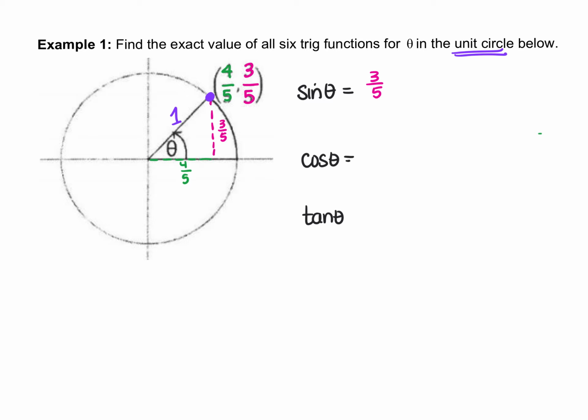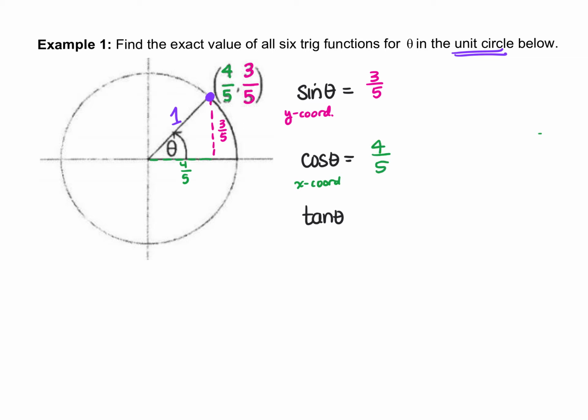Next up, cosine. And you can even write that here if you need to. This is your y coordinate, okay? Next up is cosine. Cosine is directly related to our x coordinate. So if I look at my point, it has an x coordinate of 4/5. That is my cosine.